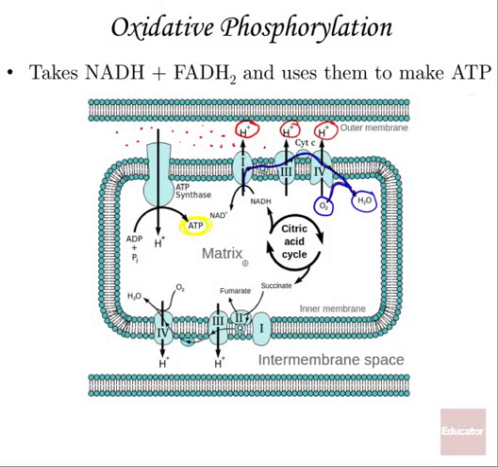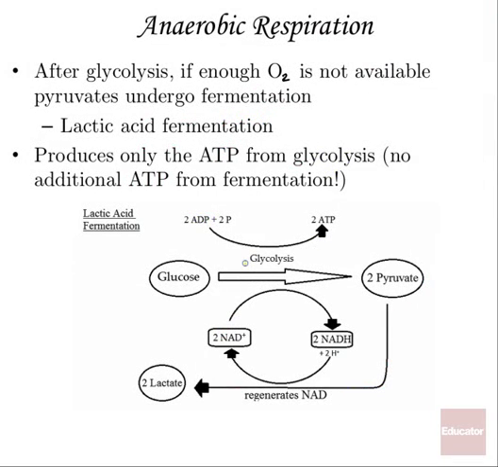So what happens when there's not enough oxygen? It's called anaerobic respiration. Glycolysis, keep in mind, does not require oxygen. There was no oxygen involved there. After glycolysis, the initial breakdown of sugar, if enough O2 is not available, pyruvate, the product of glycolysis, undergoes fermentation. What we do as animals, or human beings specifically, is lactic acid fermentation. There's also alcohol fermentation, which we take advantage of when we make alcoholic beverages, or even when we bake bread.